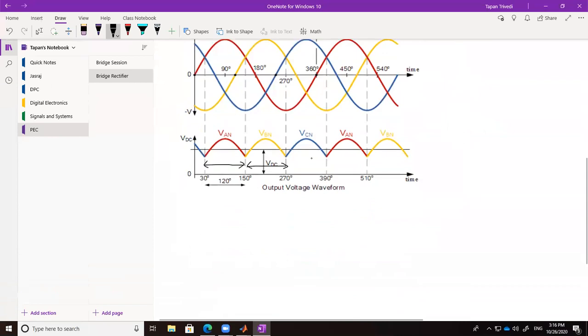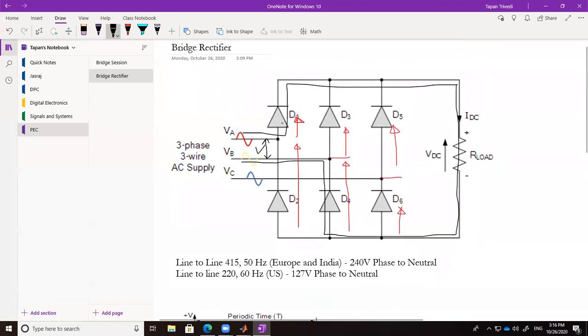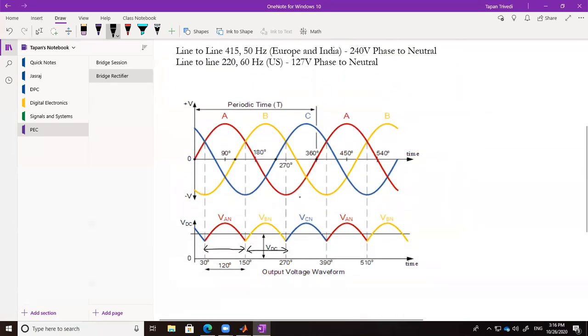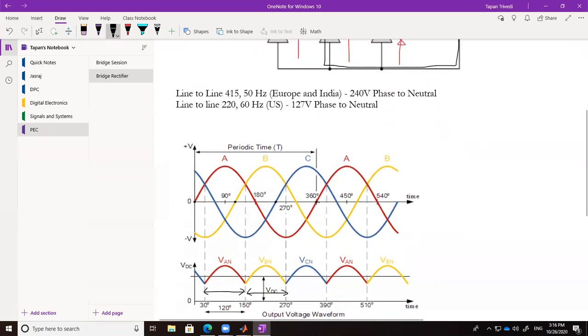For example, maybe this D1 and D4 are conducting, right? After that, let us say D3 and D6 are conducting. After that, D5 and D2 will be conducting. So that way, one pair, that means one diode from the upper part and one diode from the lower part, will be conducting here.